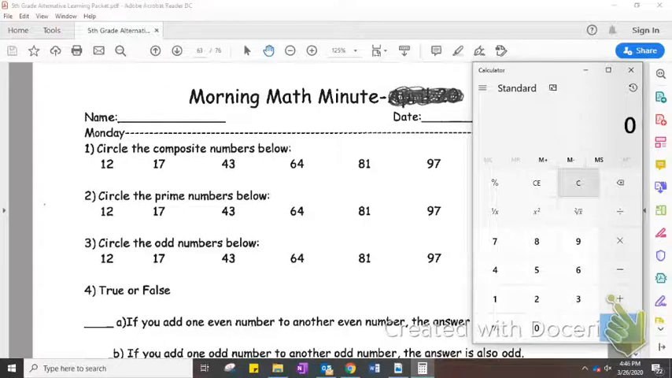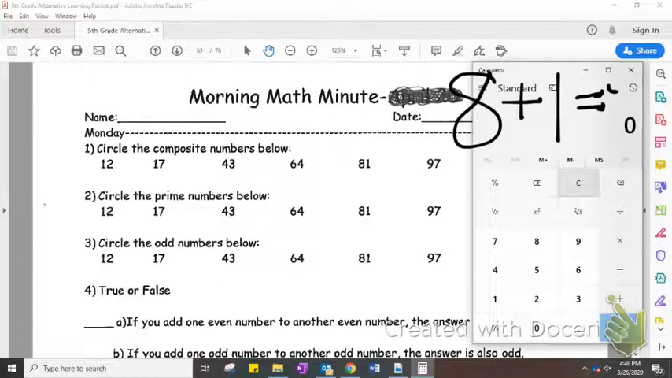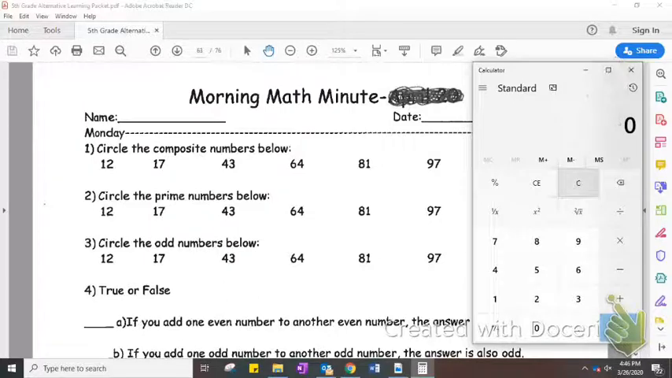Alright, we'll skip to 81. Okay. 81 is not divisible by 2 because it's an odd number. Let's look at the digits in 81. There's an 8 and a 1. 8 plus 1 is 9. Now 9 is divisible by 3. That means that 81 should be divisible by 3. Let's check.